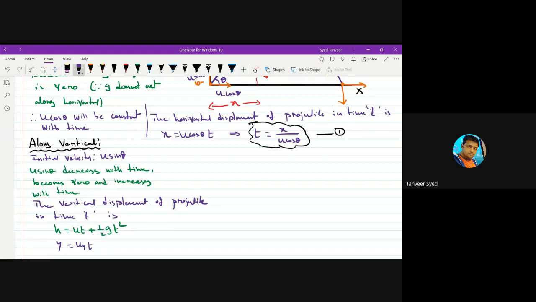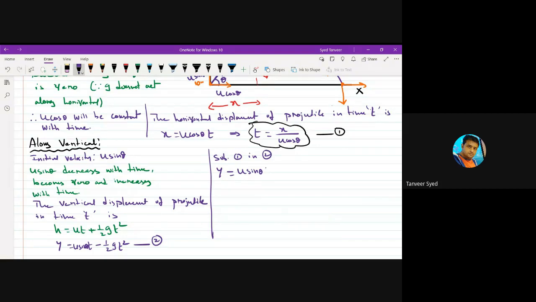Plus half gt square, plus or minus? Minus, because velocity is upward, acceleration due to gravity is downward. So g will be negative. Minus half g t square. This is equation 2. Now you substitute equation 1 into it. In place of uy here, I'll put u sin theta.